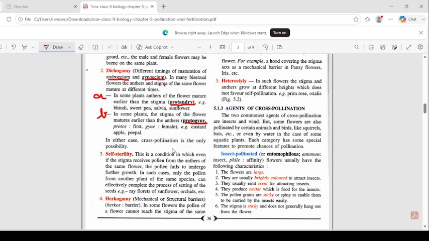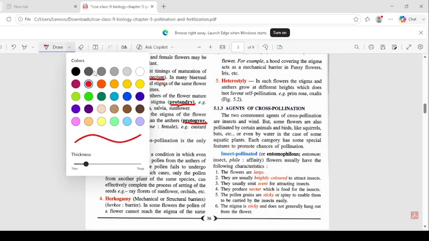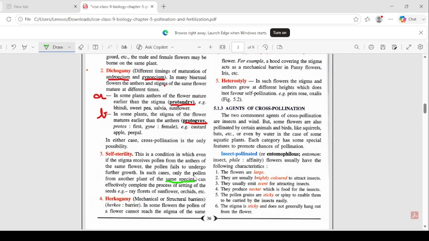Next we are moving to point 3, that is self-sterility. That means incompatibility. If pollen grains of the same flower in a bisexual condition are unable to germinate on the stigma of the same flower due to some barriers or some reasons, then that condition is called self-sterility. Like if the pollen grains will not be able to germinate on the stigma of the same plant, same species.